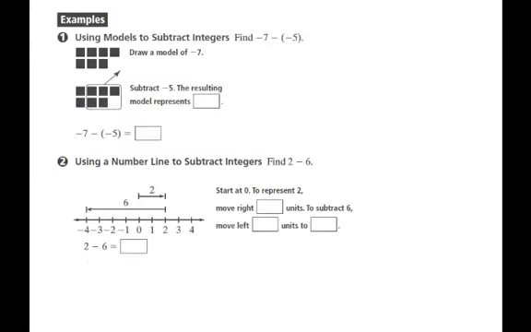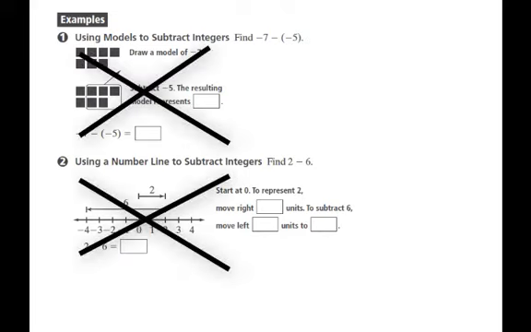Yesterday in class we used integer chips to help us solve these problems. Today we're just going to be using pencil and paper to solve the problems. Let's take a look at example 1. Negative 7 minus negative 5. Remember, same, change, opposite. So we have negative 7 plus positive 5. Negative 7 plus positive 5 is negative 2.